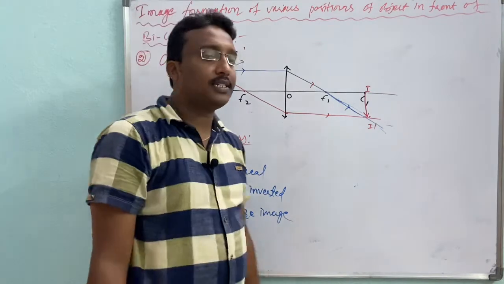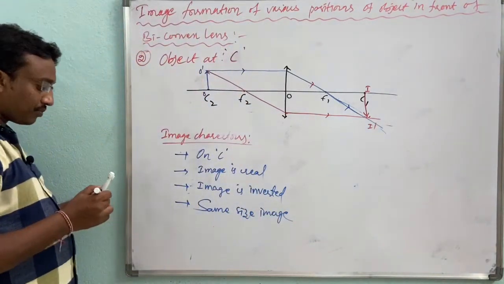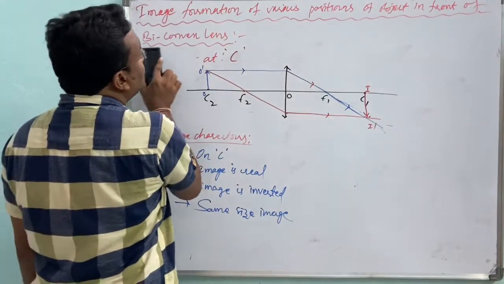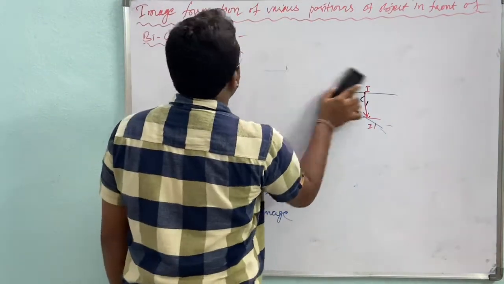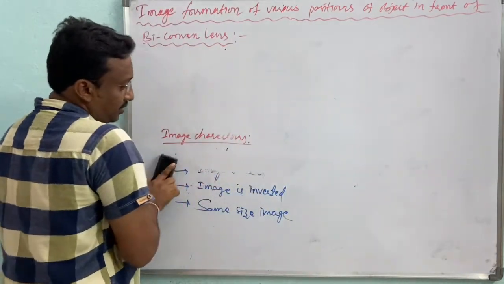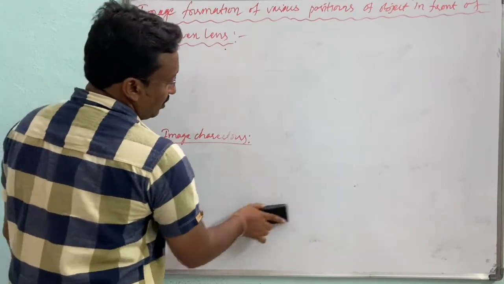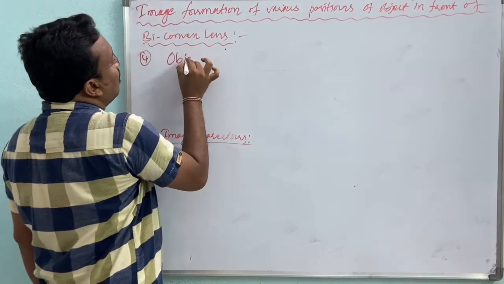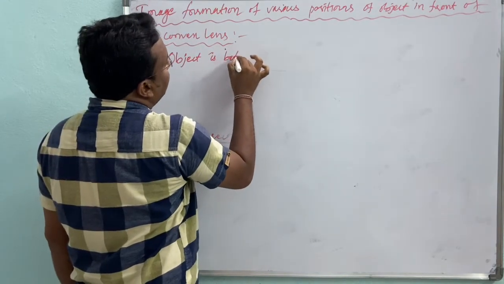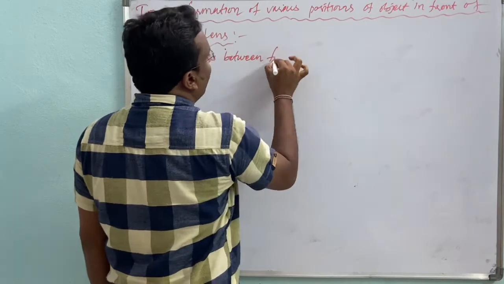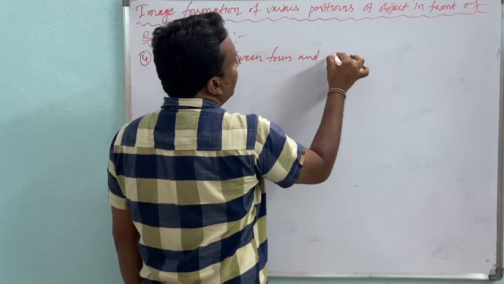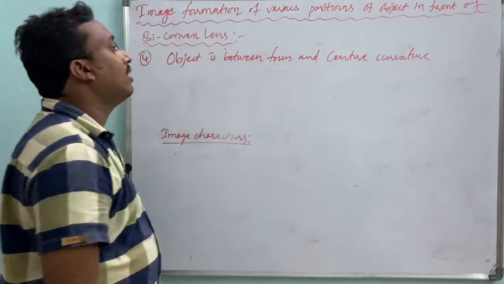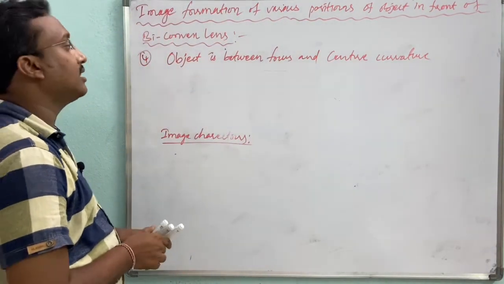Got it? Then this is the next position. Object at C, right? Next, again I will change the position of the object. The next one: the object is between focus and center of curvature. In such cases, between focus and center of curvature.